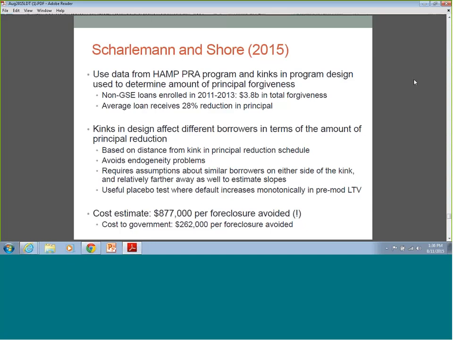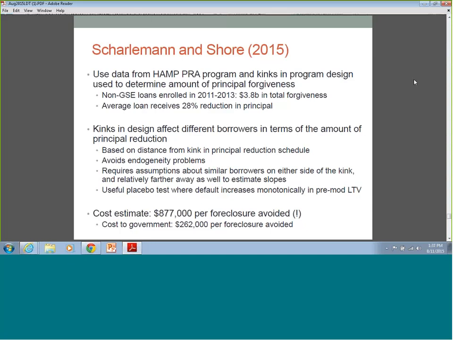And so, a challenge to people in this room is to think of other things you could have done to keep people in their homes for $262,000. I mean, there are a lot of ways in which you could have designed other programs, you could have bought people's houses outright for that type of money.